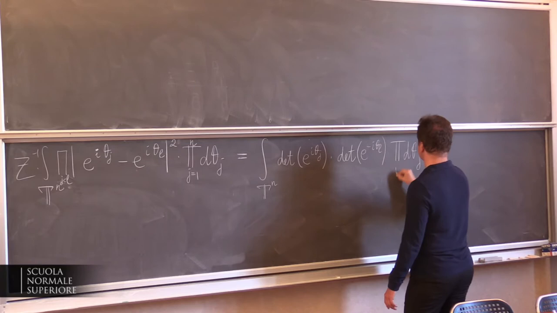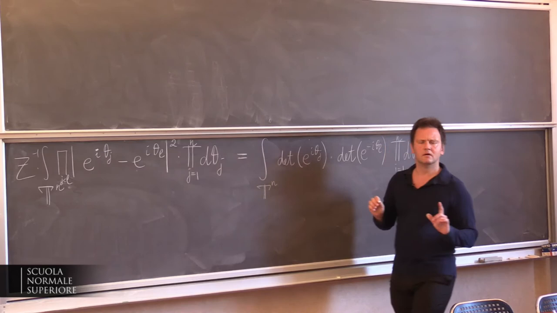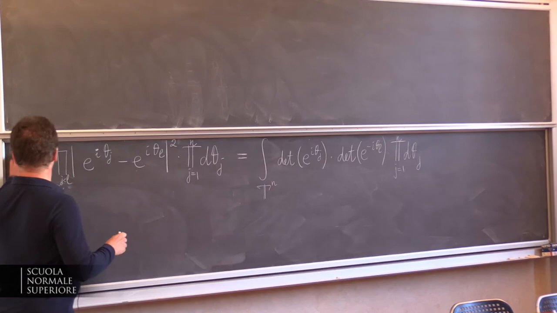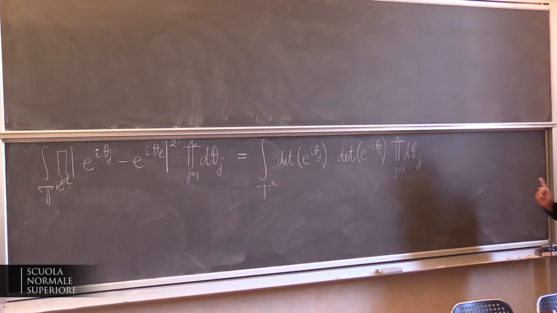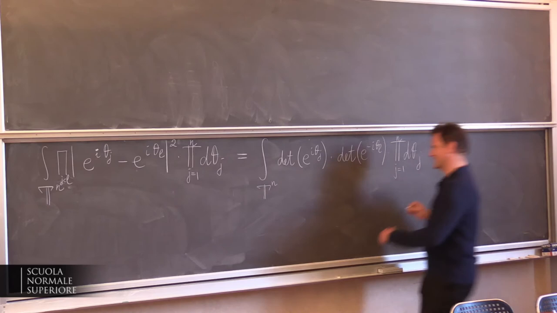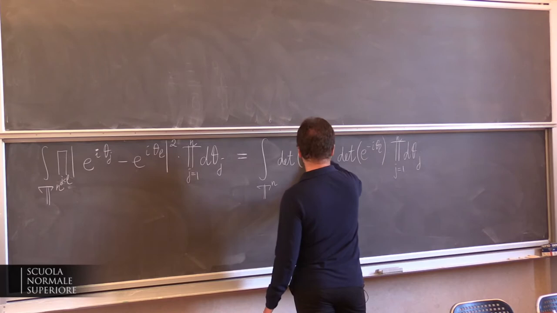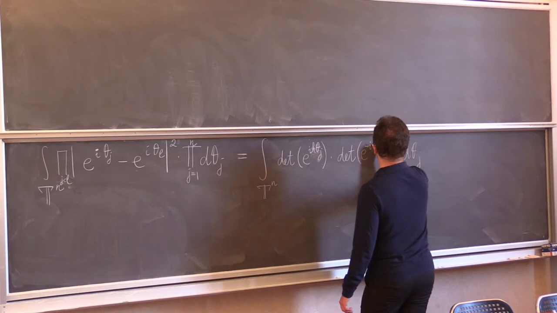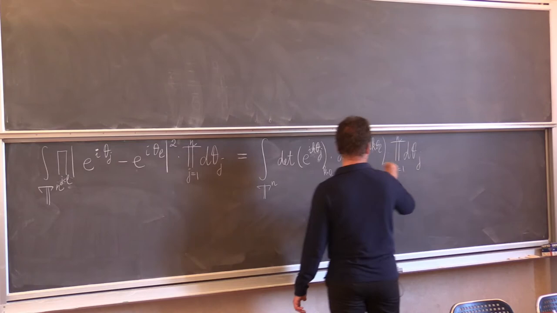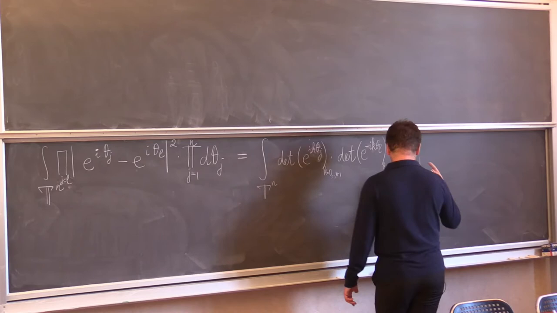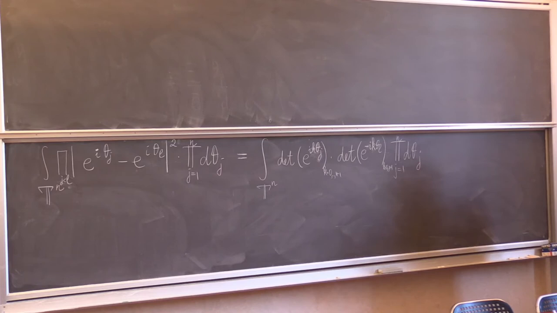Let me raise the power at this time. So I am integrating, oh yes, of course, thank you very much. In fact, as you say, e to the i k theta j, and e to the minus i k theta l, where k is from 0 to n minus 1. So I can represent this product of determinants as a determinant of the product of matrices.